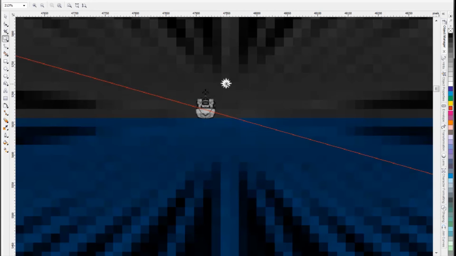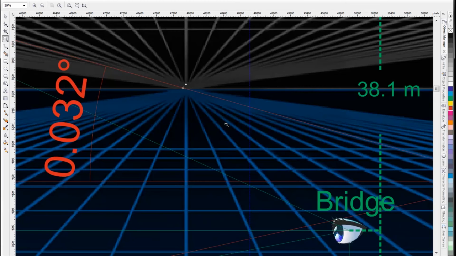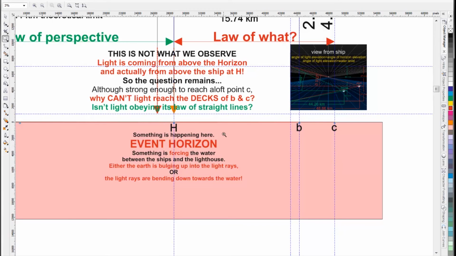The observer aloft reported the light appearing on the horizon. The captain at the bridge at point B reported the light just about making its appearance on the horizon, not passing at 110 feet above the horizon. This is not what they reported. So there's something else going on. Something is happening at the event horizon.